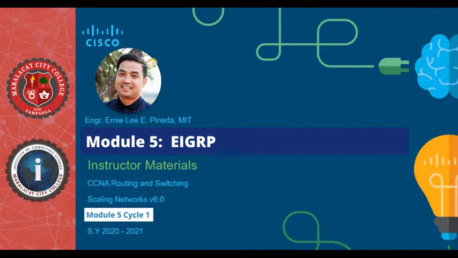For this week, as I've mentioned, we're going to talk about the first of two dynamic routing protocols. We're going to discuss how it works, its operation, and of course its implementation on both IPv4 and IPv6 networks. So without further ado, let's move on and take a look at this week's objectives.